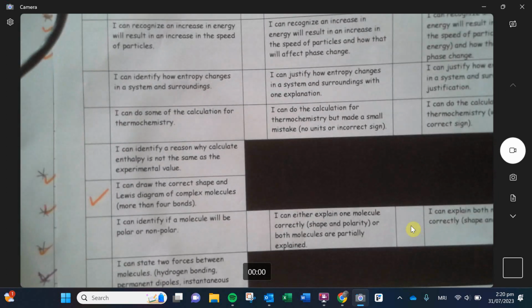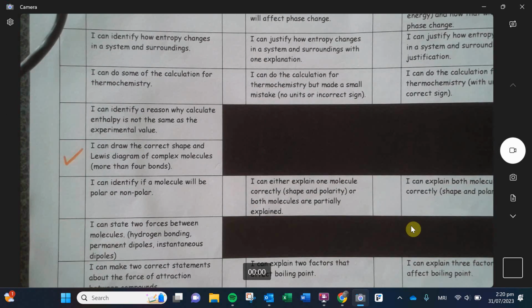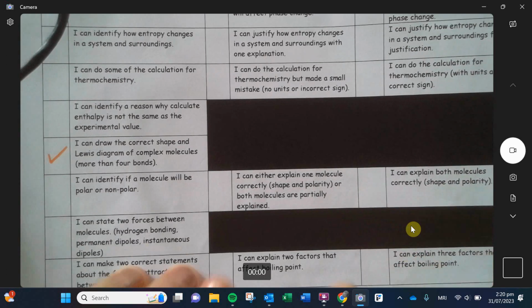What I find this year in comparison to last year is that they're not going to be as separated as a question. They tend to combine shapes and polarity together. Last year, they would give you a molecule to explain the shape for, and then some separate molecules to explain polarity for. This year, they combine it into one question, and it's briefer because they have other new questions that are going to be given instead.